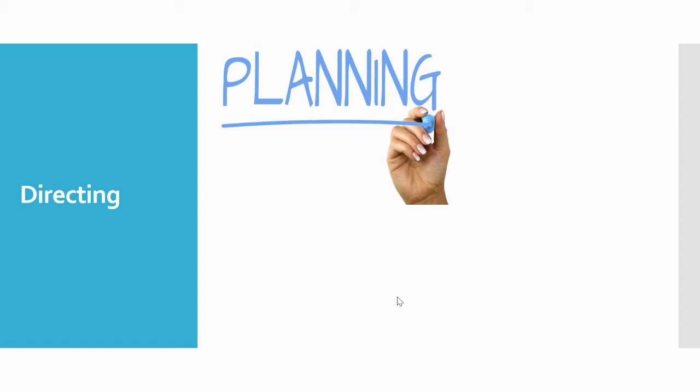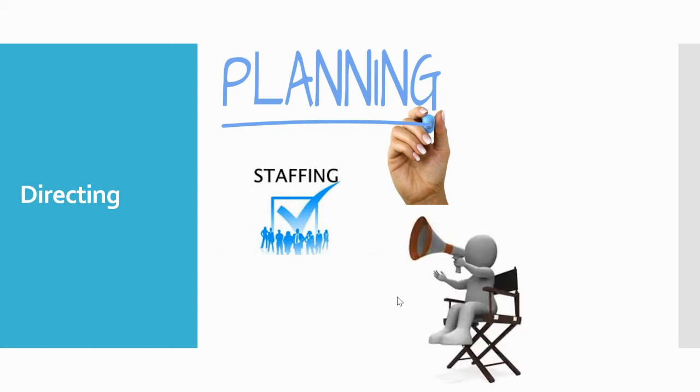The next function, which is directing. Without directing, they can't achieve any kind of objective. If they want to achieve the objectives, they have to plan ahead. For achieving that objective, they need manpower, the human resource. So, in order to achieve the objective in a planned manner, whatever they have planned, they have to direct the employees.